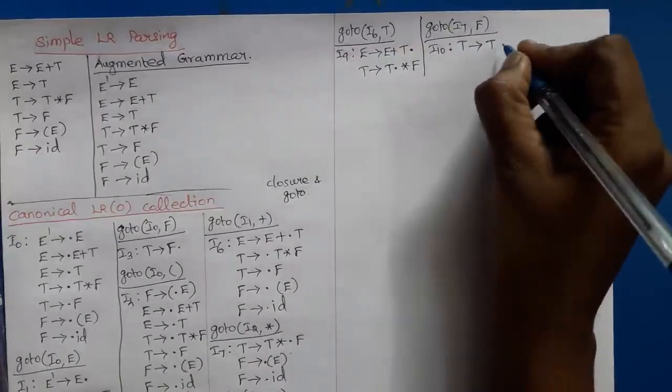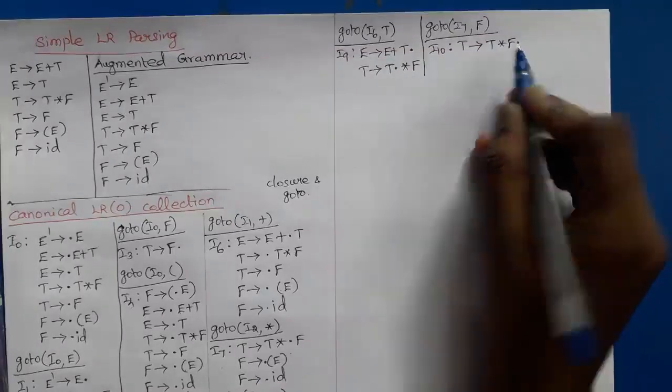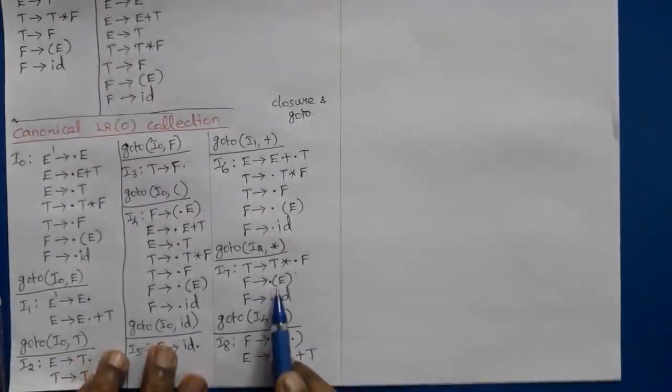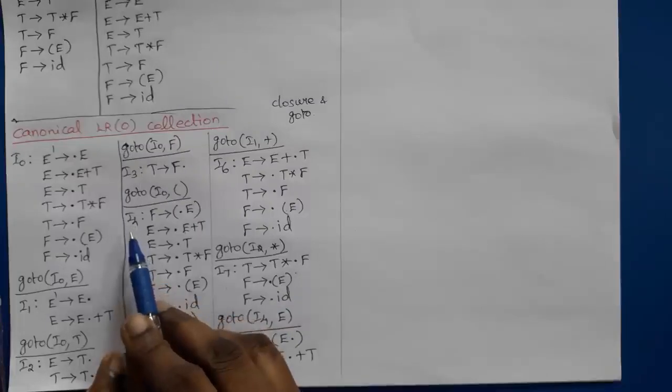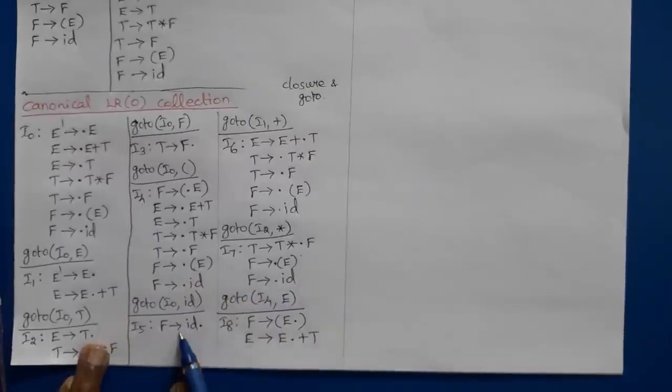So T tends to T star F dot. And dot is at the end of the production. So this item has only one production. Then consider the remaining productions, dot followed by open parenthesis. So if you shift the dot, we will get the same item as I4. Then here we will get F tends to ID dot.